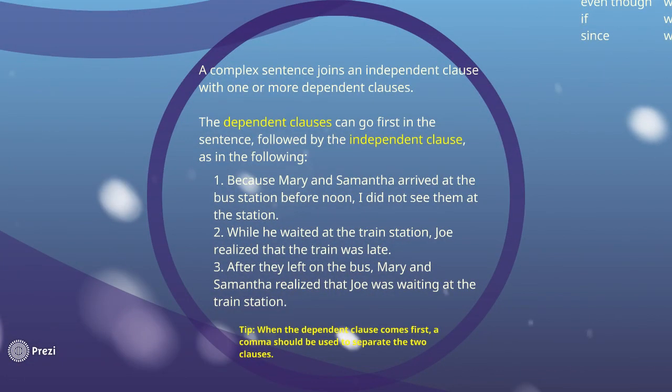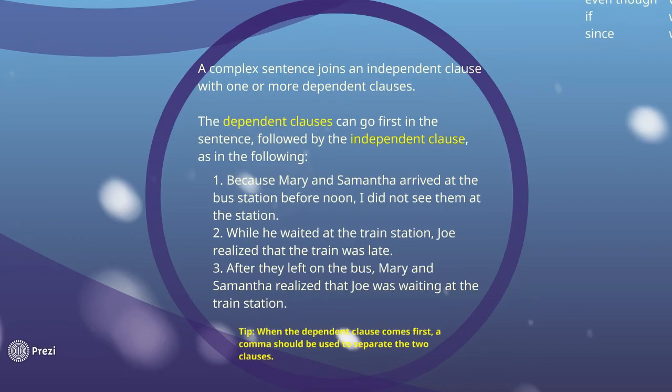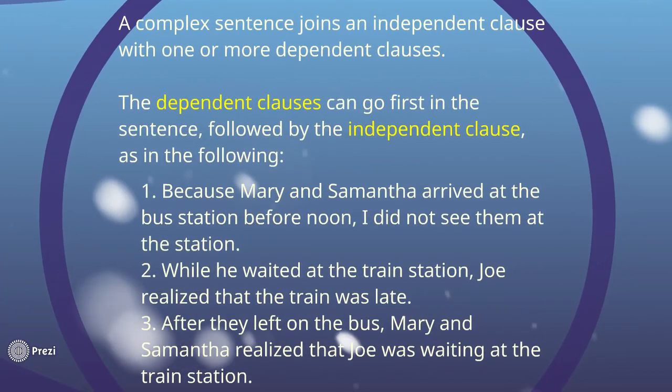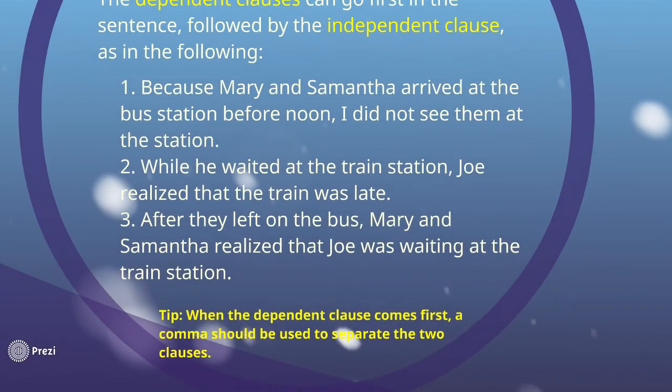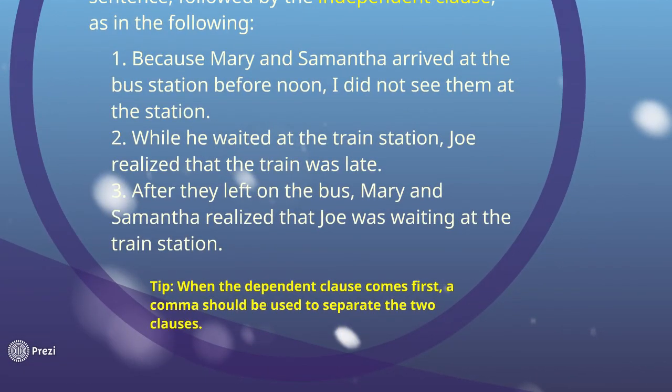All right, so I got 3 examples here that we're going to take a look at. A complex sentence joins the independent with one or more dependent clauses. A dependent clause can go first in the sentence, followed by an independent clause. So, if we were to have these statements, and we got these 3 sentences, we're on the next page now. The first one that you have is the dependent clause, because, while, after, which we just had, and now we got the sentence that's coming after it.